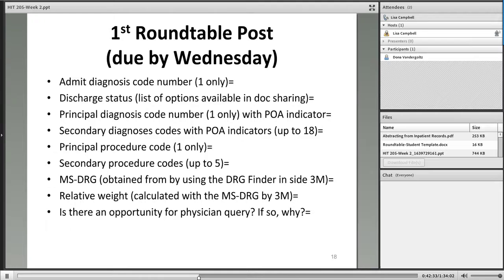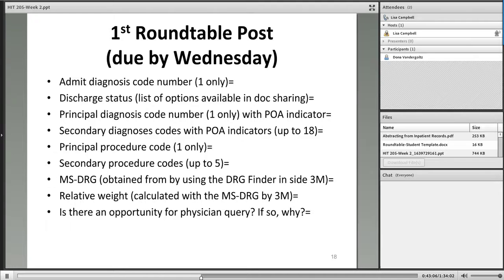So for each and every case, which is 2 per week, you need to type in what the admit diagnosis code is. So in order to determine the admit diagnosis code, you have to look through your record and identify why was the patient admitted today. Next, you have to pull out of the record what is the discharge status. What that means is, where did the patient go upon discharge from the hospital?